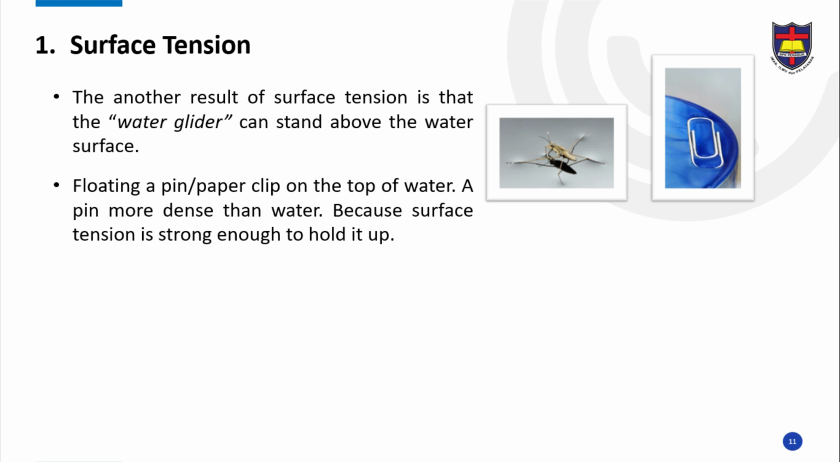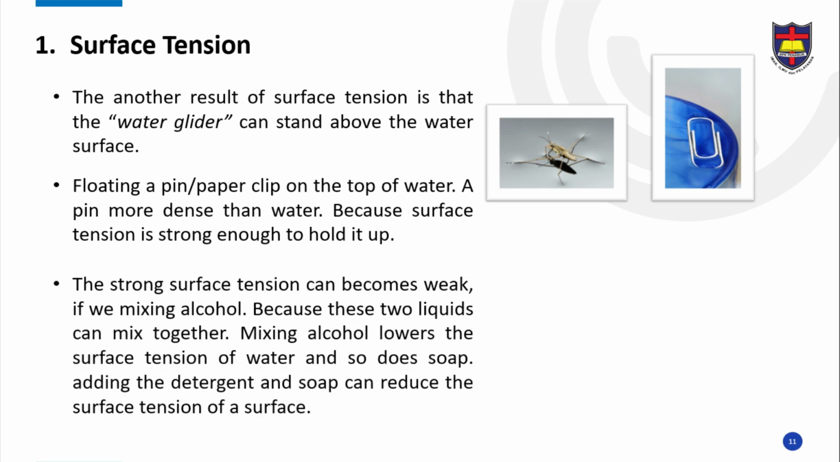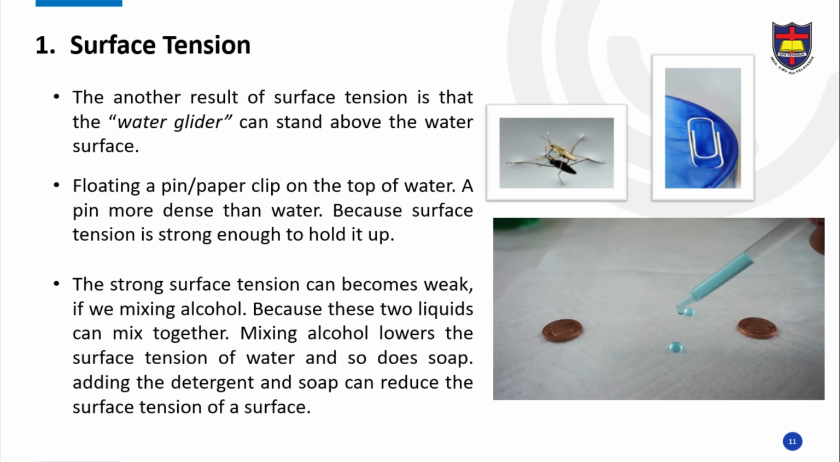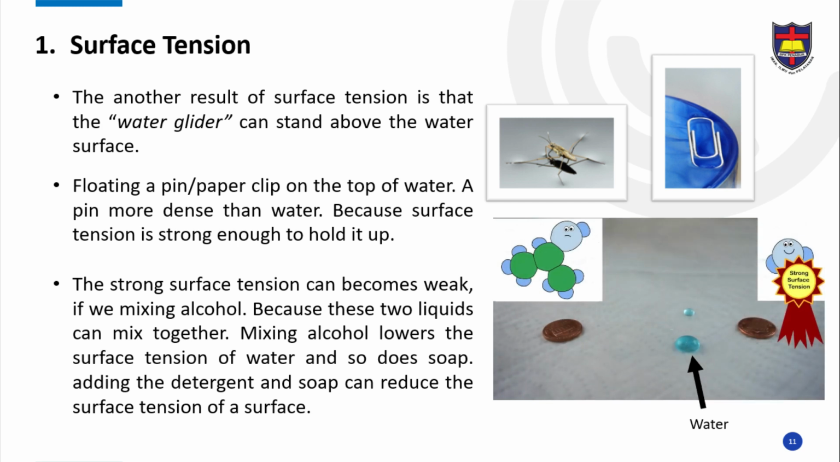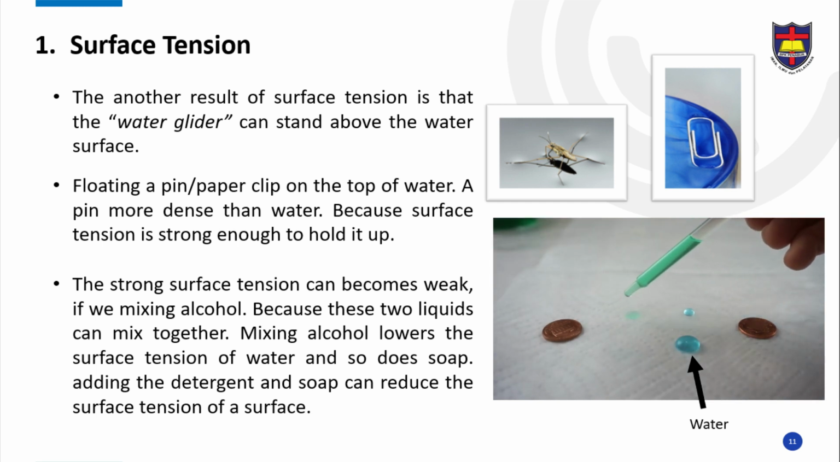But the strong surface tension can become weak if we mix in alcohol. Let's take a look at the video. Because these two liquids can mix together, mixing alcohol lowers the surface tension of water, and so does soap. Adding detergent and soap can reduce the surface tension of a surface.